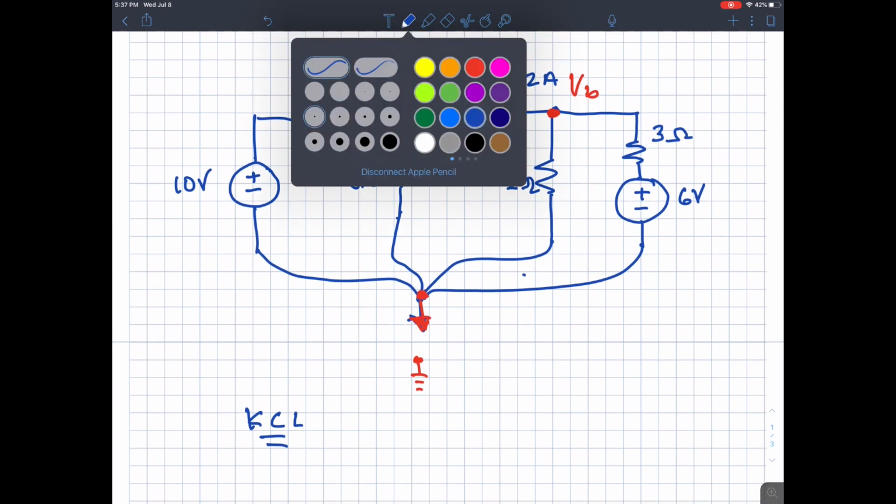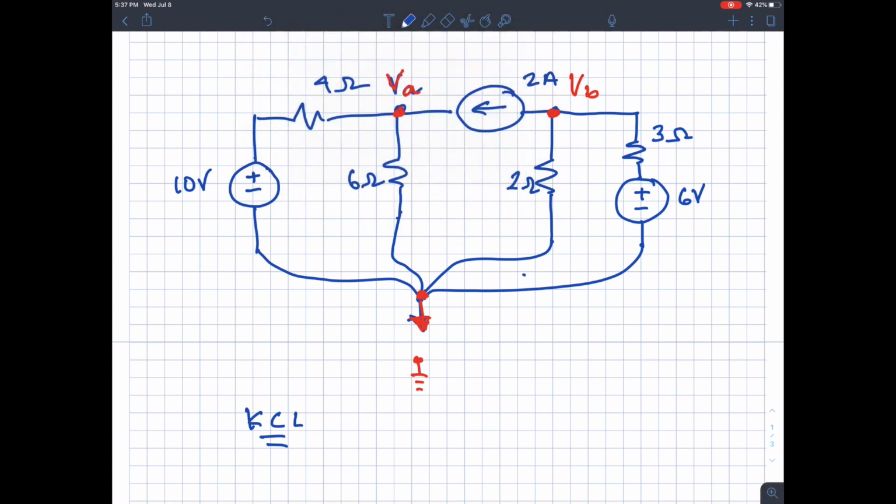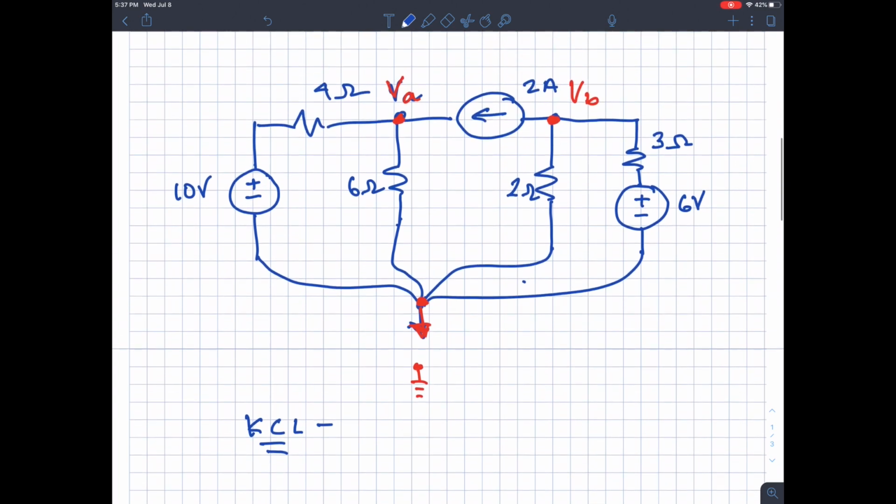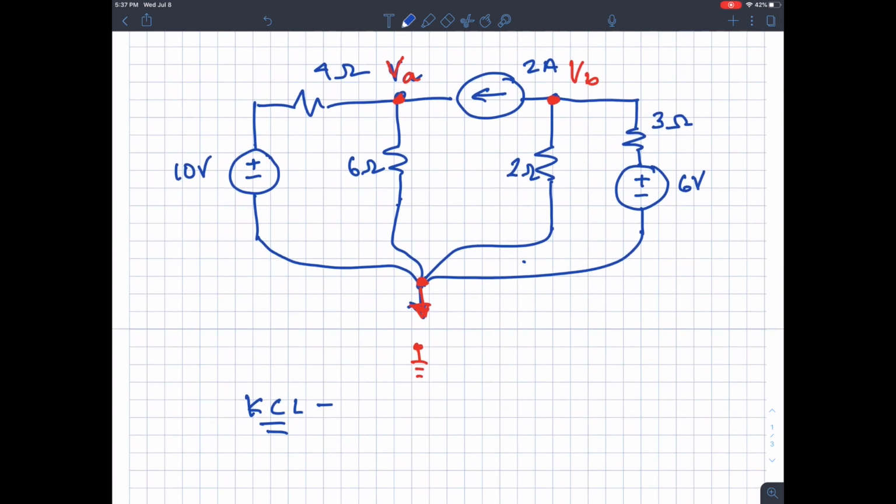The way I usually do it is I reference all the currents coming out of the node. I try to be very consistent with that. When we did trusses, I told you that I like to reference all the forces pointing either away from the joint or into the joint. I like to do them the same way every time. So let's go with currents going out of the node.